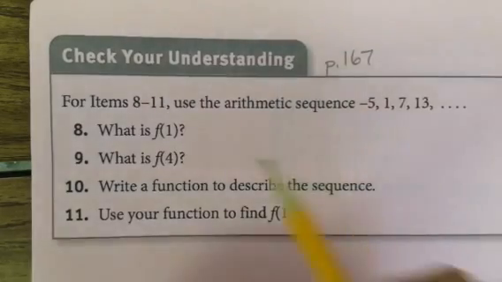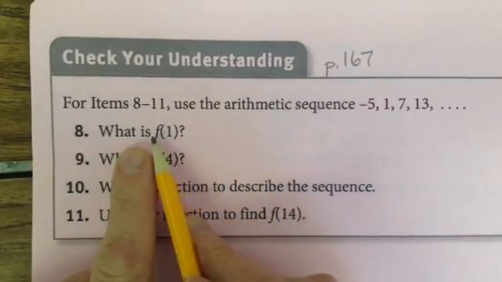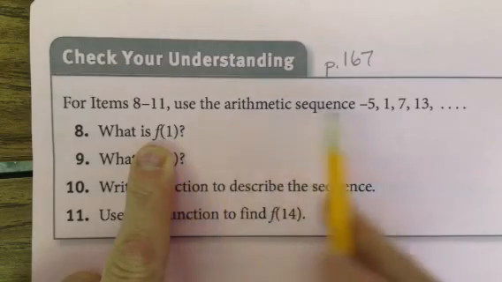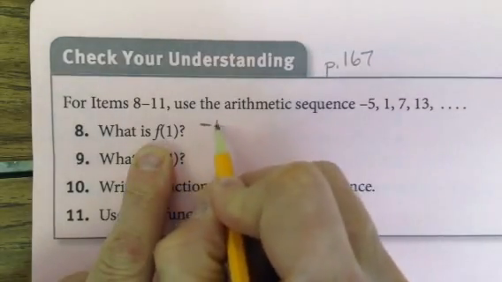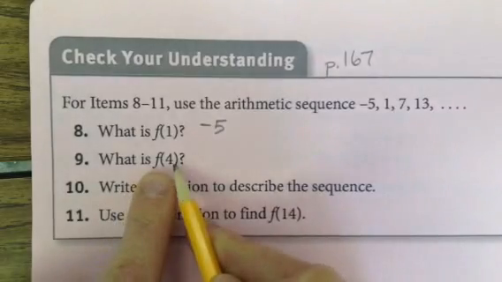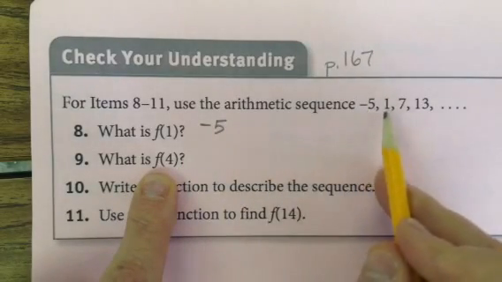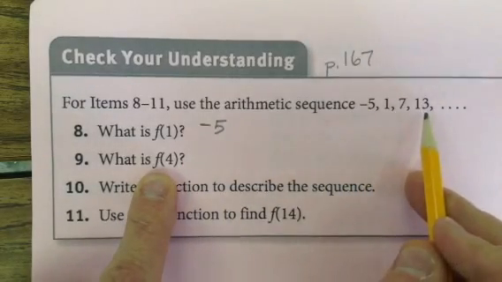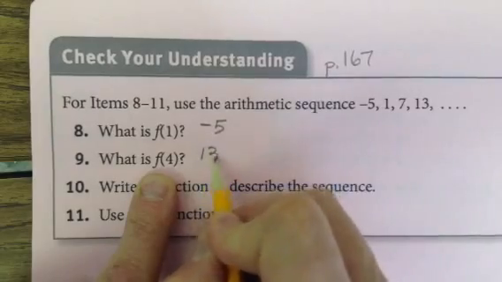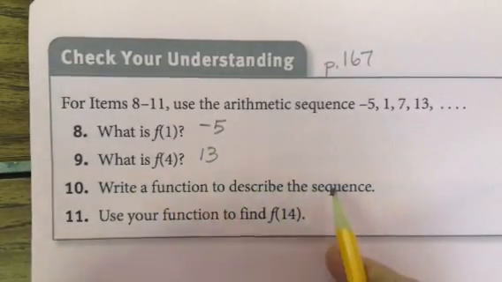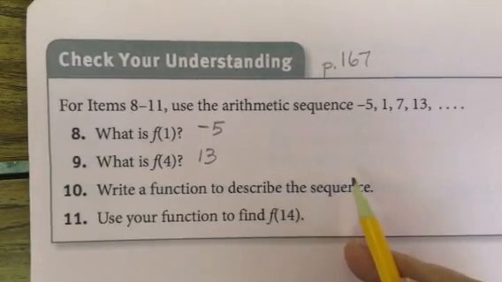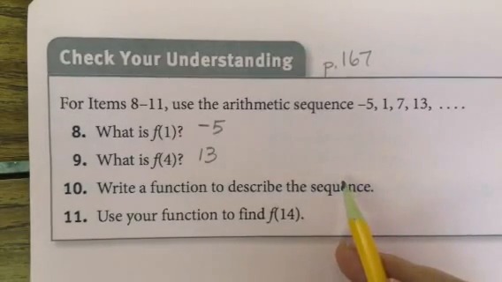All right, here we go. Again, the function at the first stage. Well, what's the first stage? It looks like -5. So let's write -5. What's the function at the fourth stage? Well, 1, 2, 3, 4. Looks like it's 13. Okay? So, write a function to describe the sequence. You remember what we did in the previous example? Or the previous problems? Okay.